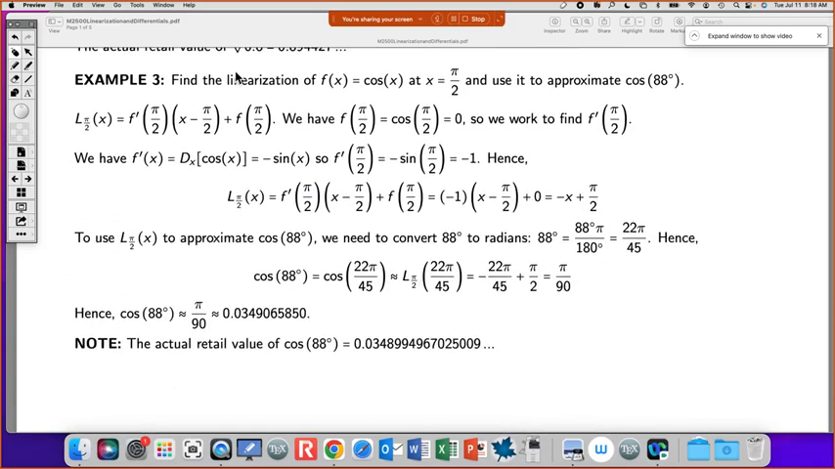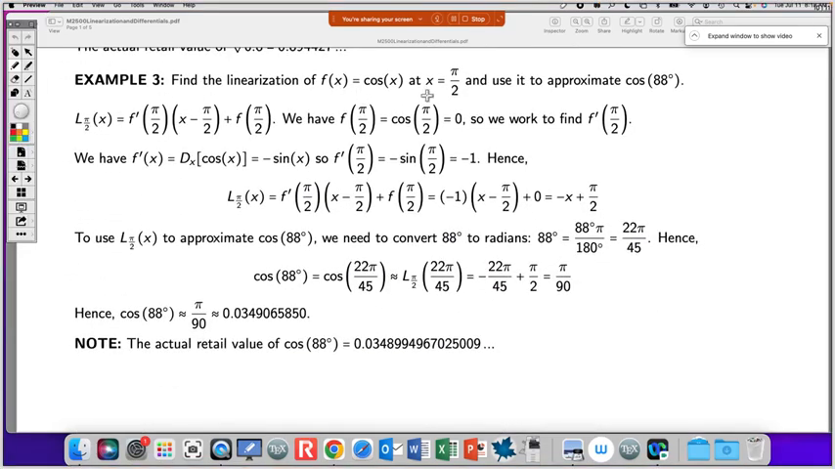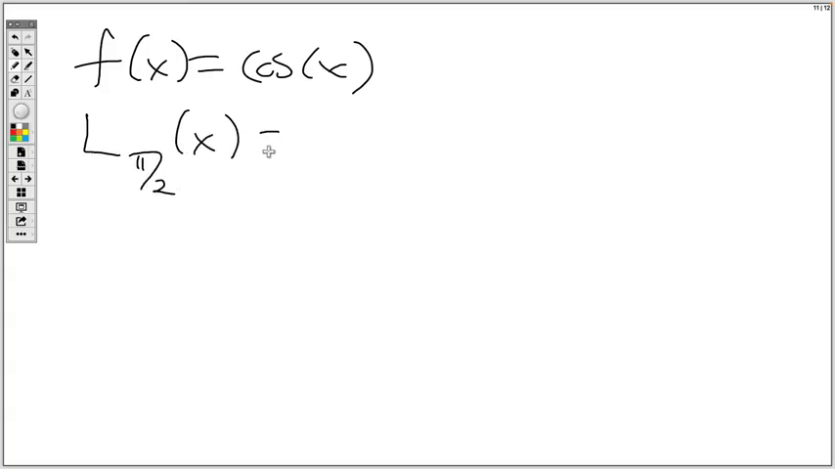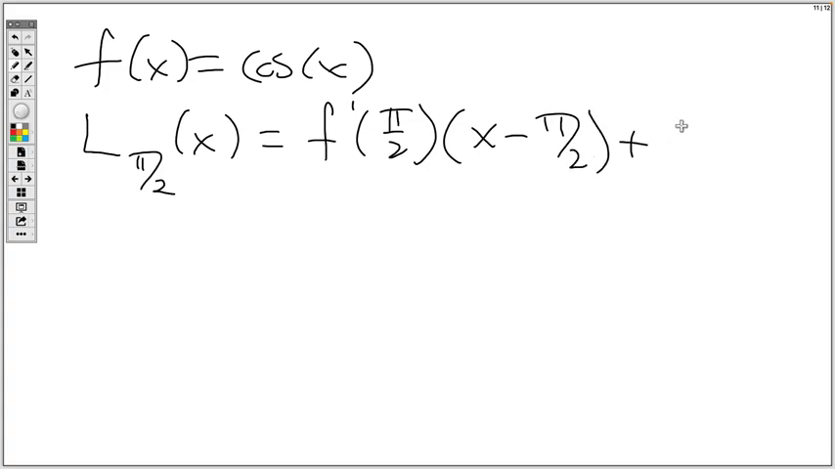Let's look at number 3. Find the linearization of f of x equals cosine x at x equals pi over 2 and use it to approximate the cosine of 88 degrees. So now we're looking at f of x equal cosine x. We want L pi over 2 of x. By definition, that's the tangent line at pi over 2. So I need the slope at pi over 2, f prime at pi over 2, times x minus pi over 2, plus f of pi over 2.